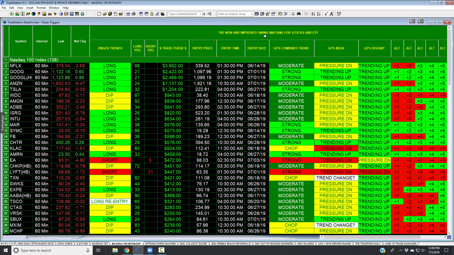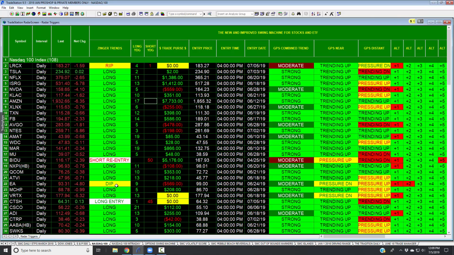Yes, the swing machine does in fact trade stocks. Let me just offer an example here. This is the NASDAQ 100, on a daily basis. This would be for the daily swing trader, maybe for the person wanting to do some option work.